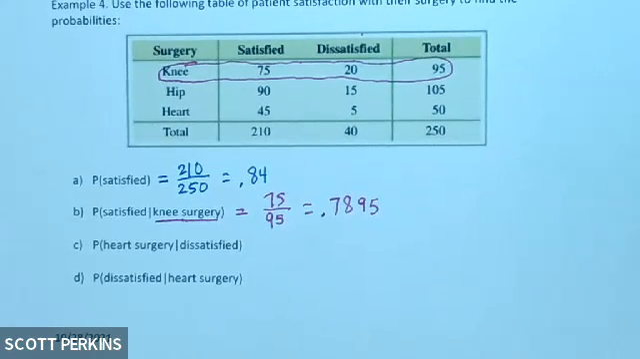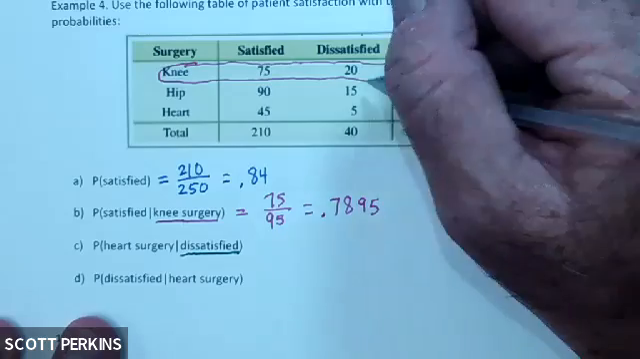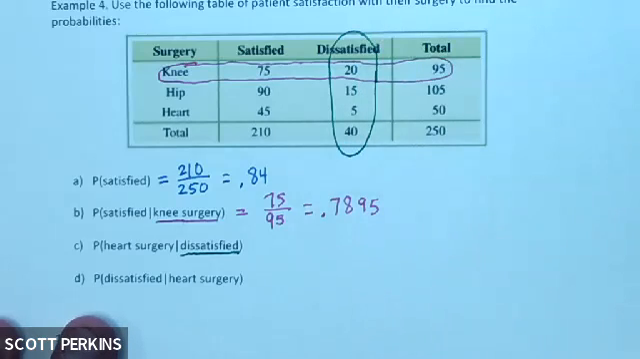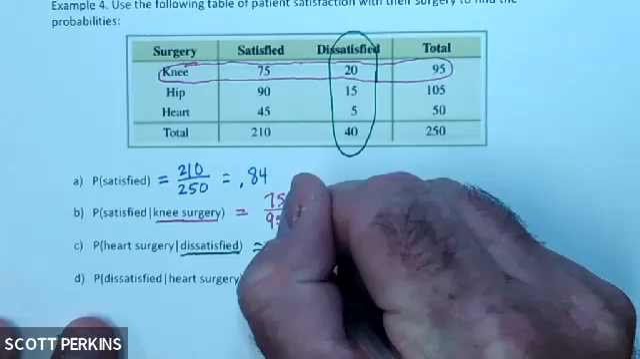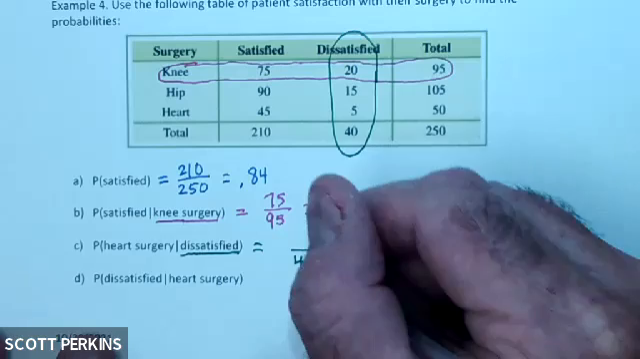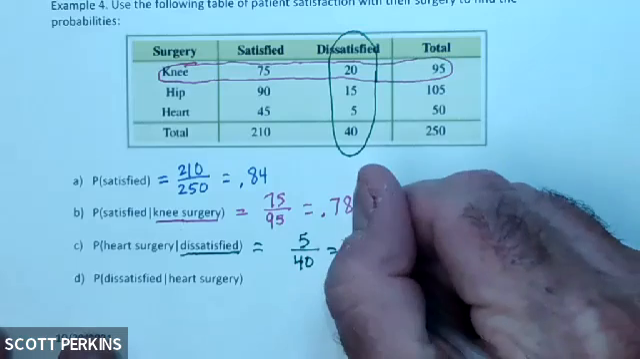All right, so the next one says, what's the probability that the person had heart surgery given that they were dissatisfied with their care? Well, what's my total number of outcomes with the dissatisfied? 40. I'm going to circle the dissatisfied column. That's my total number of outcomes, so I'm only considering that column. Out of those 40, how many of them had heart surgery? 5. 5 out of 40 becomes 0.125.